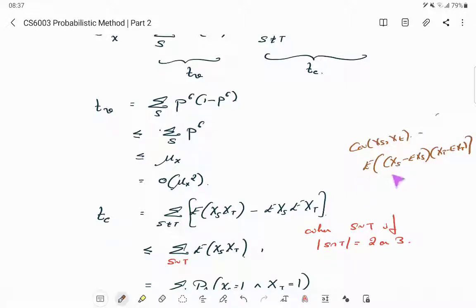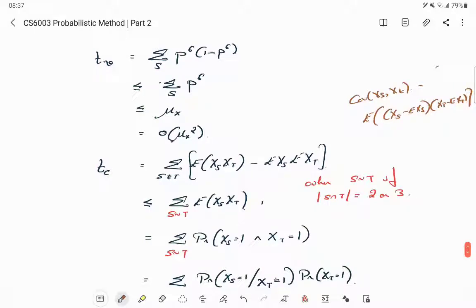If you expand it out, you will get 4 terms, but 3 of the terms are going to boil down, after you take the expectation inside, to EXS times EXT with appropriate signs, which will finally give you a -1. It's a standard exercise.